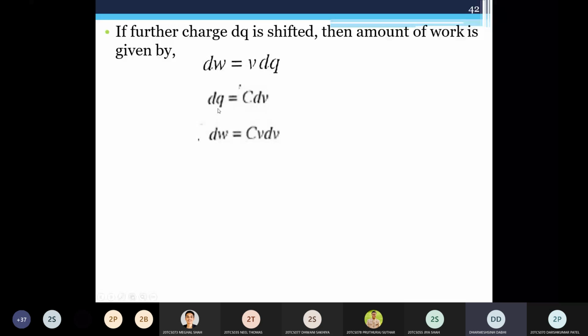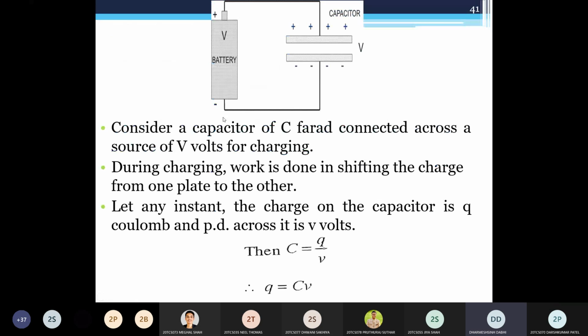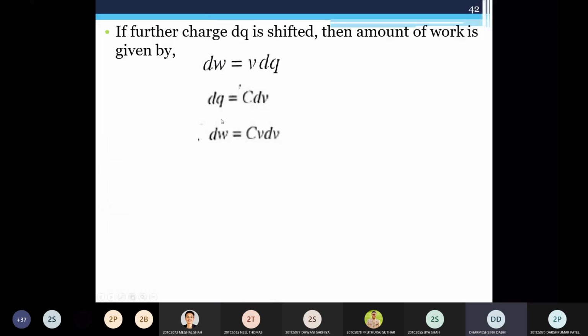And change in this charge, what is that? It is because of the change in the voltage across the capacitor. So you can write the equation of dq. You know that q is equal to c into v. So if you differentiate this q, it means dq, and c is always constant. So the equation dq becomes c into dv. So a small change in the charge is because of a small change in the voltage across the capacitor.